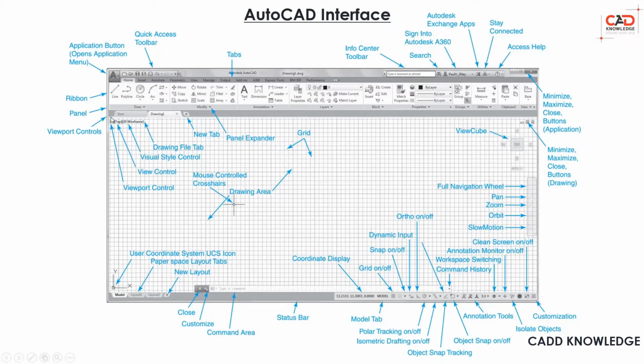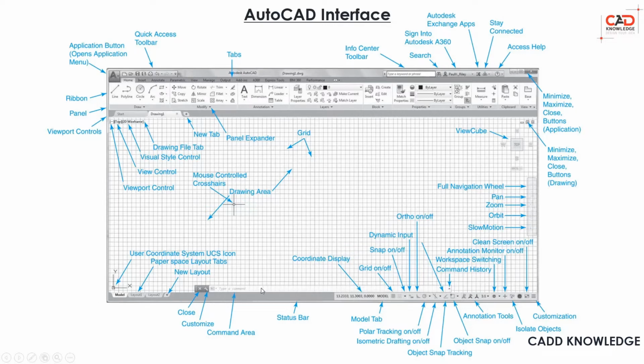And these are the view controls. This is the viewport control, view control, drawing file tab, visual style control. This is the drawing area. These are the grid, and this is the UCS icon. UCS means user coordinate system, and we are drawing in the model space. And these are the layout spaces. We can take a new layout from here.